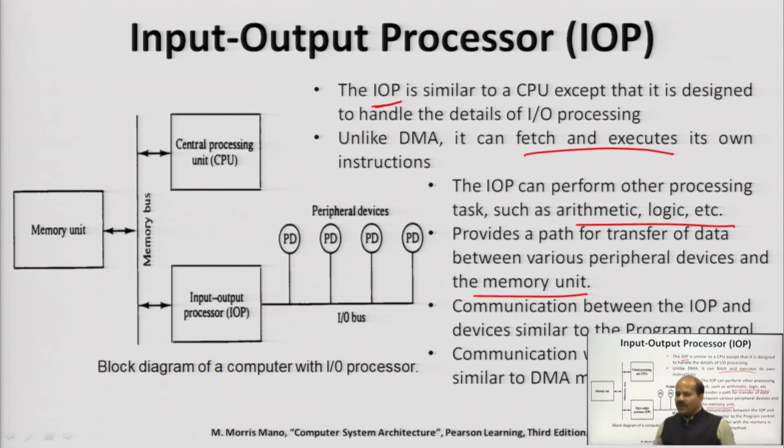Obviously, it is very similar to the CPU or processor. It provides a path between memory and peripheral device, and it can execute some type of operation, mathematical or logical operation. Or you can see communication between IOP and devices is similar to the program control. As we have seen in case of program control, this communication will look very similar, meaning some instructions are written, or some programs or some flow chart is given to control how this transfer will take place in case of IOP with the peripheral devices.